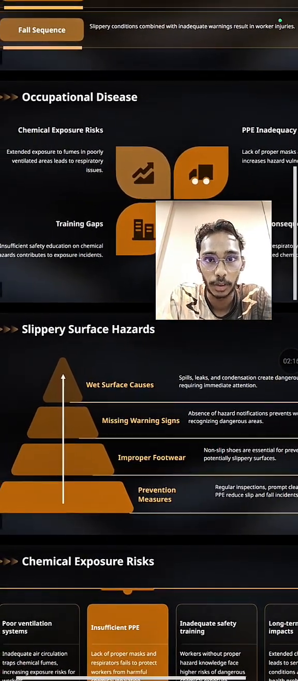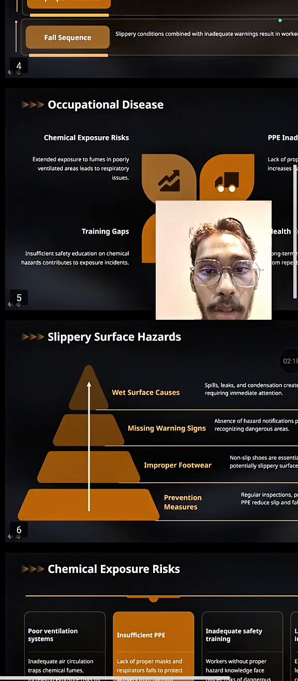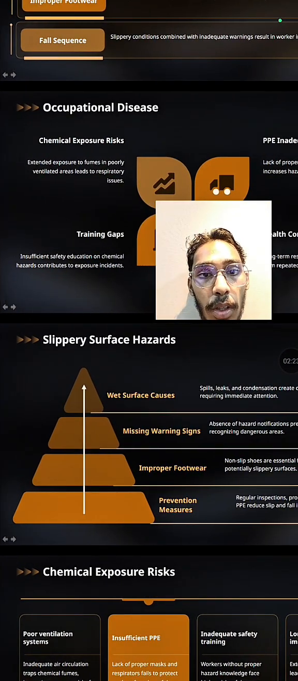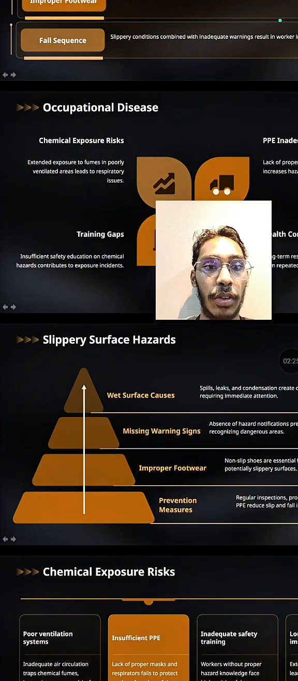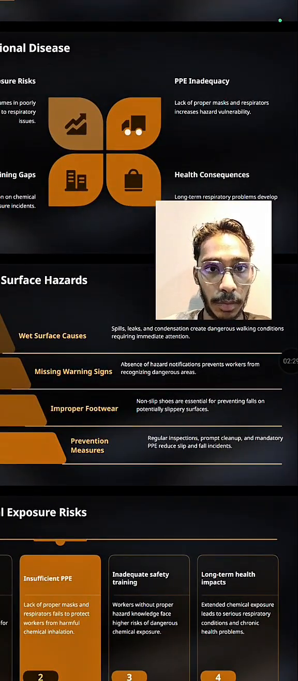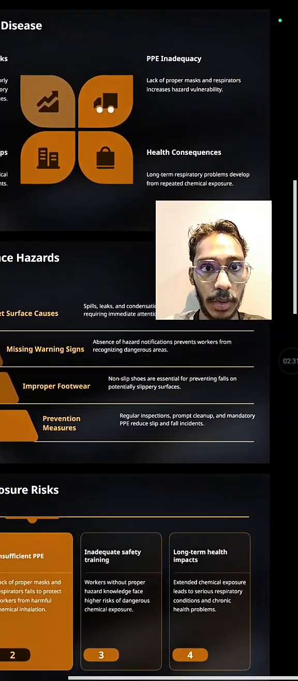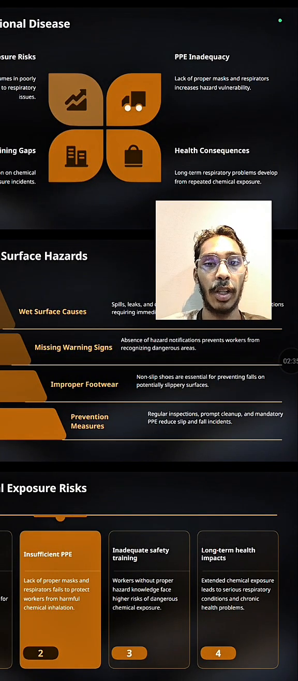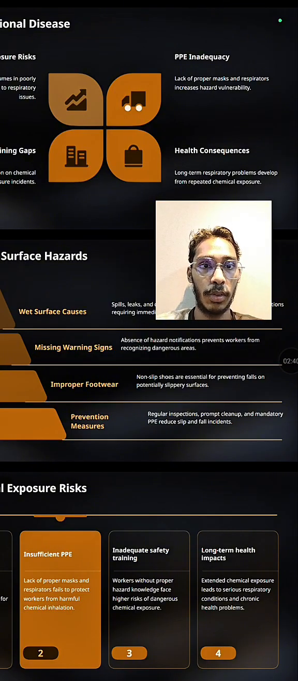Next one is training gaps, which is insufficient safety education on chemical hazards, which contributes to the exposure incident. And the fourth one is health consequences. Long-term respiratory problems develop from repeated chemical exposure. So prolonged chemical exposure equals health problems.